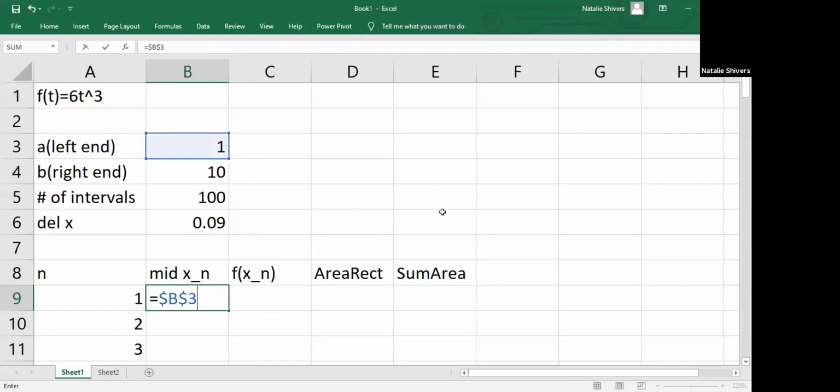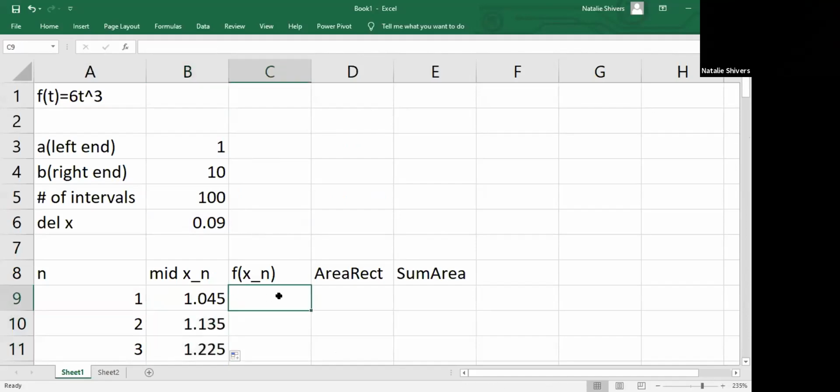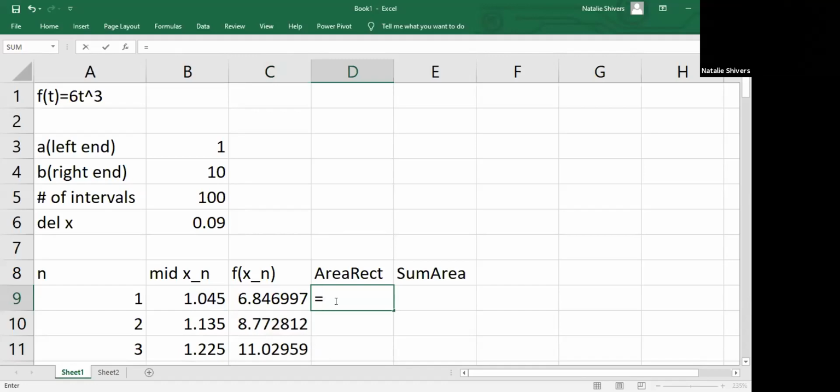Equals $B$3. We're going to take it from the left end. This time we're taking A9 minus, again, half of it, times delta x, which is B6. Quick fill that down. We're going to do our function, which is 6 times the column before, B9 cubed. We're going to do the area of the rectangle, which is the column before, times delta x, which is B6 with dollar signs.